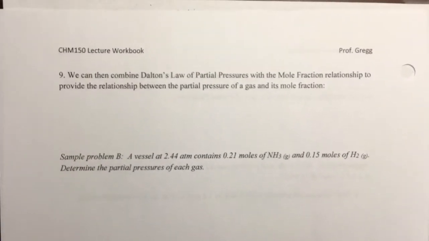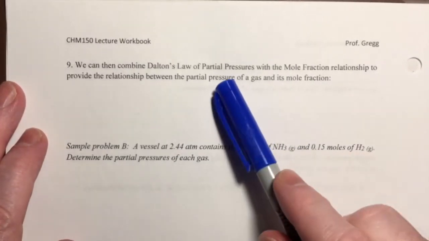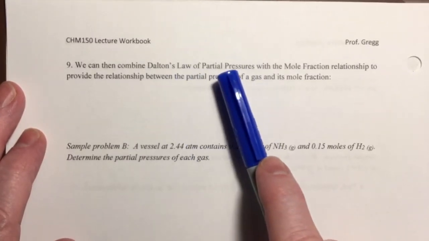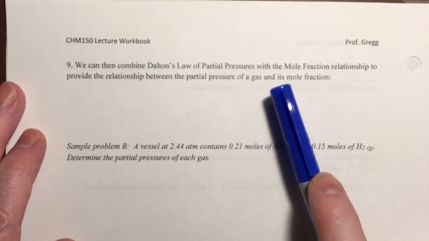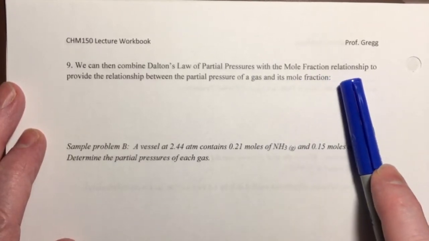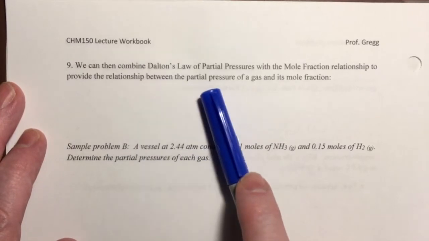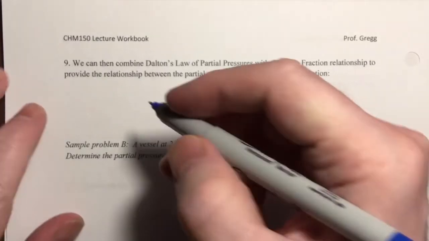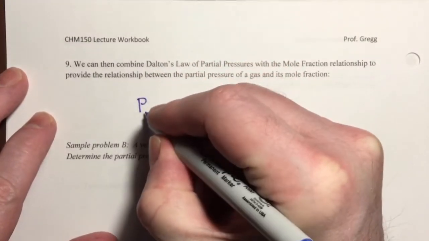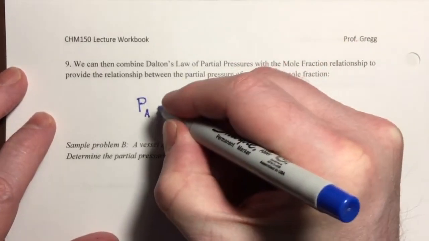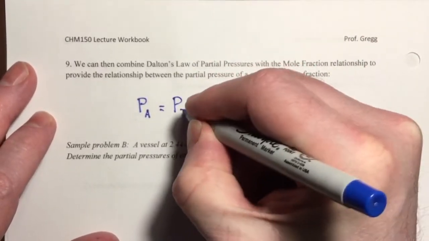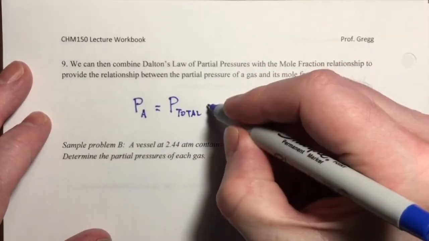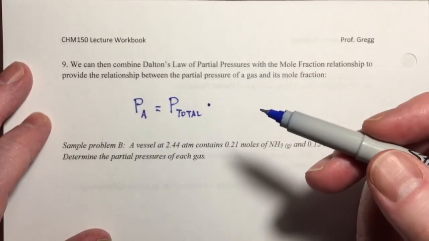We're going to move forward now and combine these two aspects of the gas mixtures. Dalton's law of partial pressures relates the total pressure of a vessel to the partial pressure of each gas, and we're going to combine it with the mole fraction relationship. That is going to give us a relationship between the partial pressure of an individual gas in a mixture and its mole fraction. So here's the equation. The partial pressure of a particular gas, A, is equal to the total pressure on all gases in that sample times the fraction that is that gas.